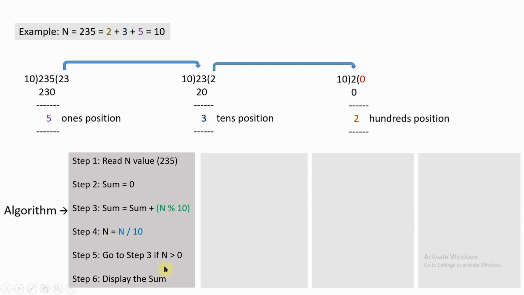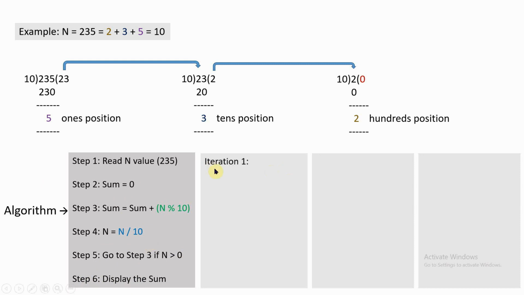In step 5, we compare the n value. If n is greater than 0, then we go to step 3 again. That means step 3 and step 4 will get executed as long as n is greater than 0. Whenever n is equal to 0, you go to step 6 where we display the sum value. So that is the algorithm. Then we will see the individual iterations.